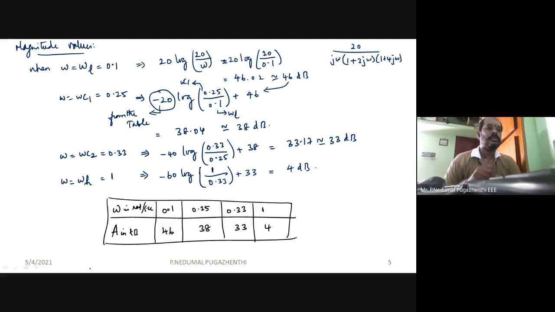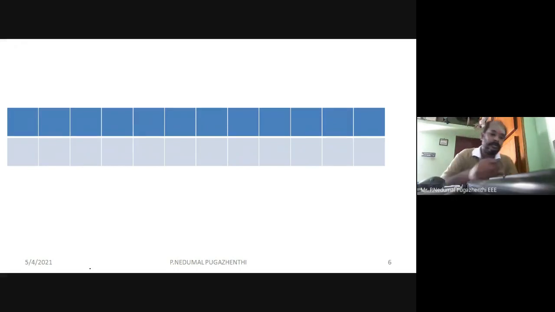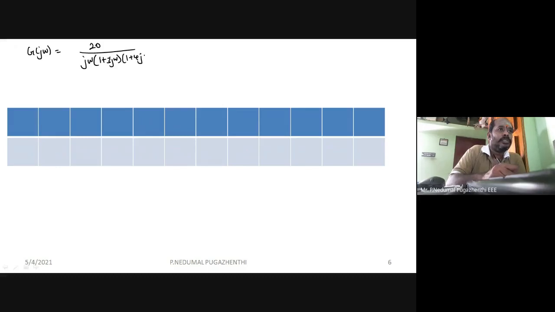Okay, so we will have this. We will go to the next part. What is the next part? I have to see what my transfer function is. G of j omega is equal to 20 by j omega (1 plus 3 j omega)(1 plus 4 j omega). Okay. So what is my phase angle?